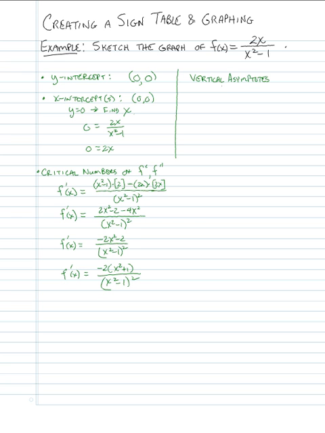And so we have vertical asymptotes, which are vertical lines at x equals -1 and x equals positive 1. Remember, those are actually vertical lines. We're not just talking about numbers.